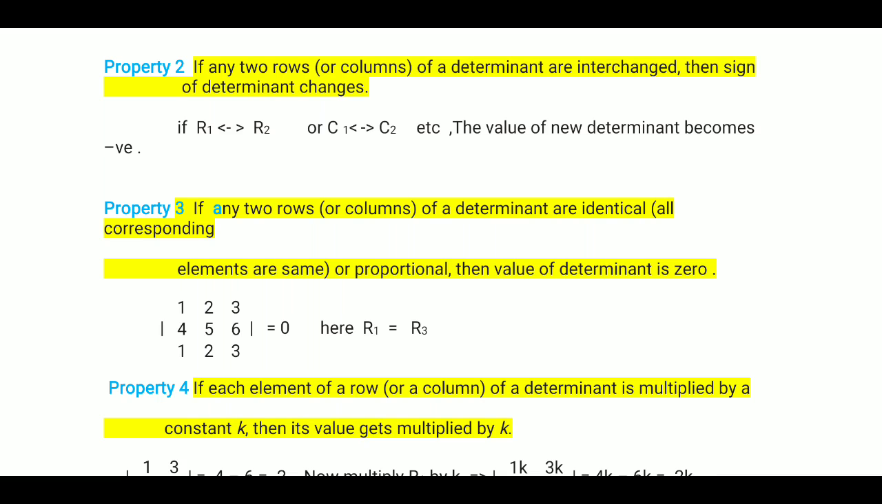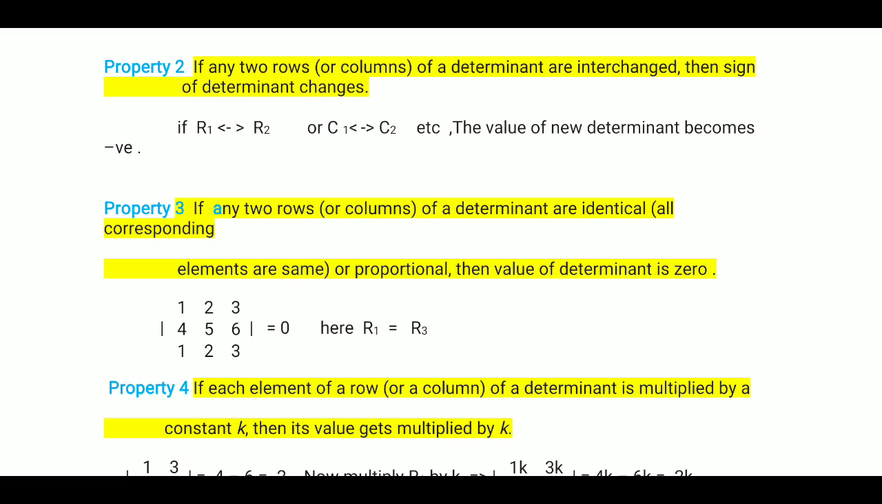Property number 3: if any two rows or columns of a determinant are identical, meaning all corresponding elements are the same or proportional, then the value of determinant is 0. It means if we see in a determinant any two rows are equal, identical, or any two columns are identical, then the value of determinant will be 0.